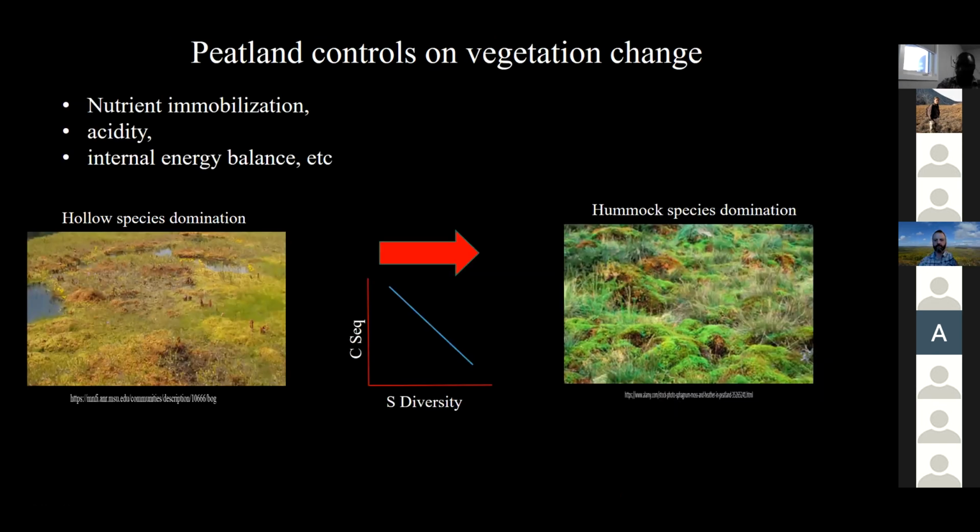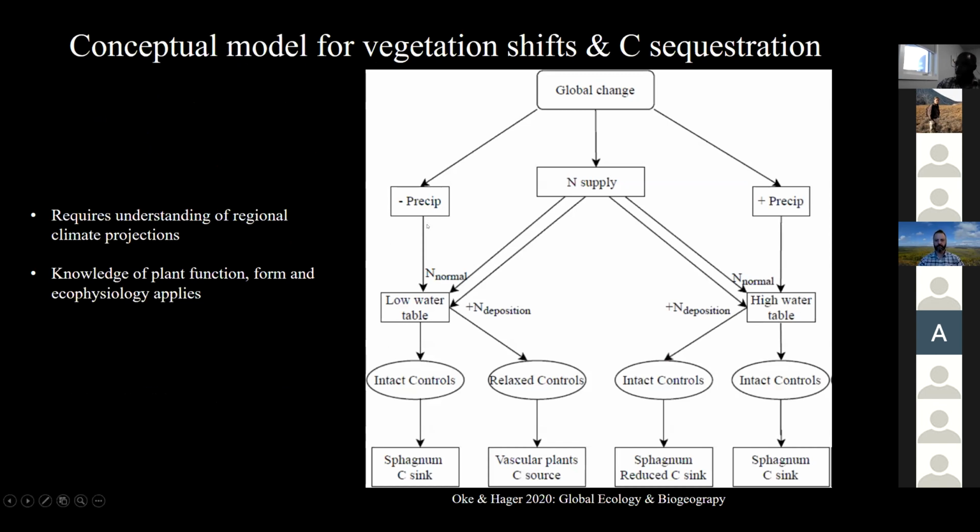Depending on where you are, according to global change, you might experience a decline in precipitation or an increase in precipitation. At least about a 20% increase in precipitation has been projected for some places. So if low precipitation is the case and nitrogen deposition remains normal, we expect a low water table, and the controls of the sphagnum peatland remain intact. I'm talking about nitrogen, nutrient immobilization, acidity, and internal energy balance, for instance, and sphagnum peatland continues to be the carbon sink.